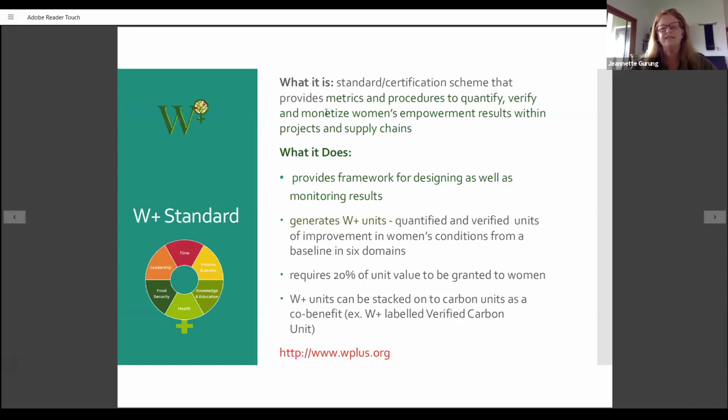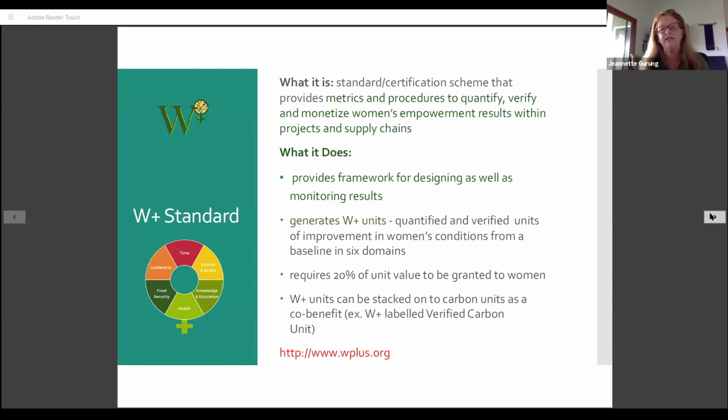Okay, now to tell you a little bit about the W+ standard. It is a standard certification scheme developed in, I think, 2015. It provides metrics and procedures that quantify, verify, and monetize women's empowerment results. It's a results-based measuring framework. It can be used for designing a project as well as monitoring results within a project. It's not specific to climate change or climate-related projects, but it's particularly appropriate to this use, we think.